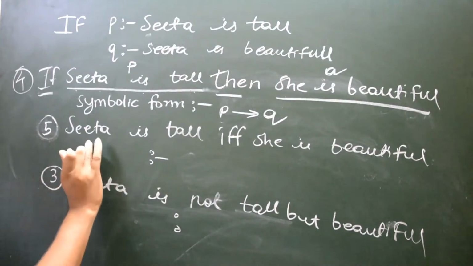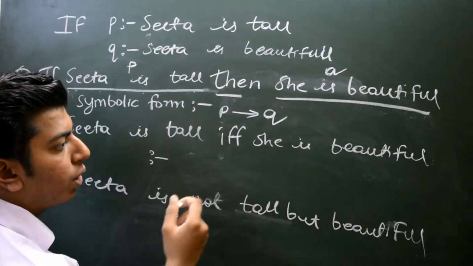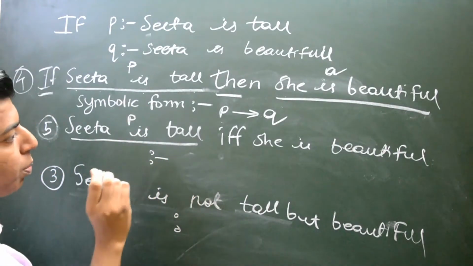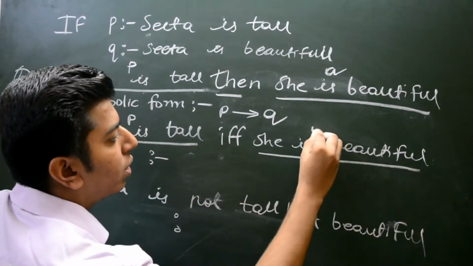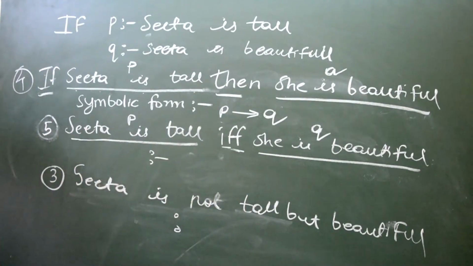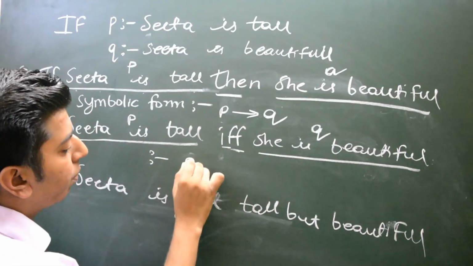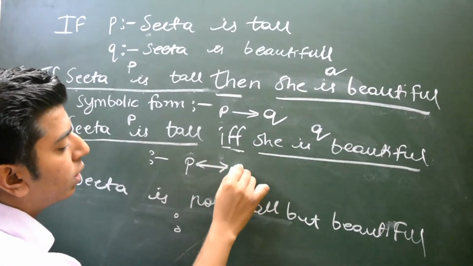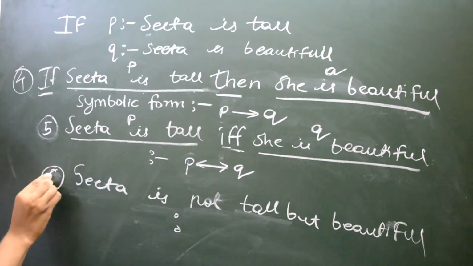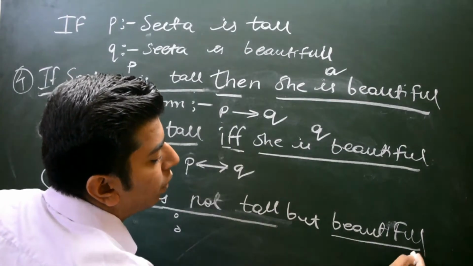Then Sita is tall if and only if she is beautiful. So Sita is tall, this is denoting P, and Sita is beautiful, this is denoting Q, and this if and only if is denoted by biconditional. So then the symbolic form will become P biconditional Q. Then the sixth one, Sita is not tall but beautiful.